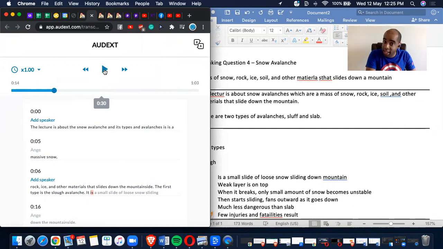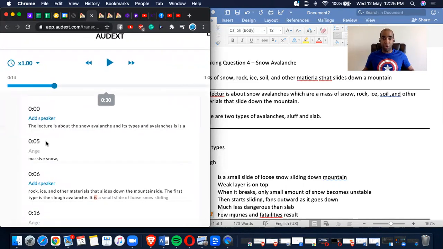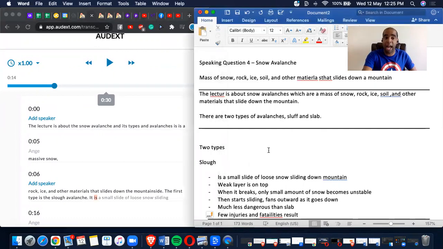Now you could see here where there was a little bit of repetition. So you said the lecture is about the snow avalanche and its types, okay? And avalanches. See, snow avalanche, you said its types, but then you said avalanches again. Also, you said is back to back. So by seeing this, you're probably saying, oh my God, this is awesome, because now you're aware there's a lot of repetition that's happening. So these are little things that you can get obviously better at, right?